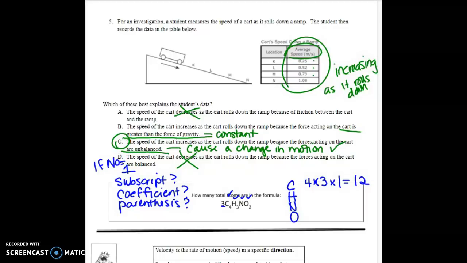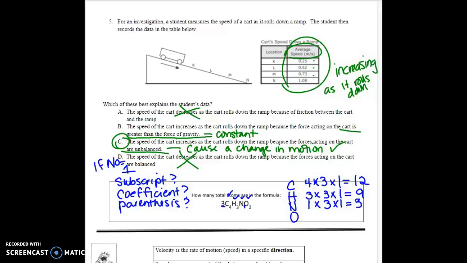For hydrogen, is there a subscript? Yes, 3. Is there a coefficient? Yes, 3. Does it have parentheses? No, so we put 1. That'll be a total of 9. For nitrogen, is there a subscript? There is not a subscript there. So again, if it is no, it is 1. We assume there's 1 right there because why would they have it in the first place? Coefficient is 3, not any parentheses, so there are 3 total nitrogens.